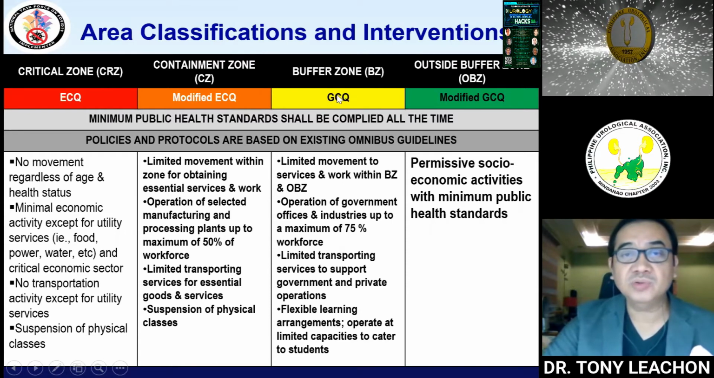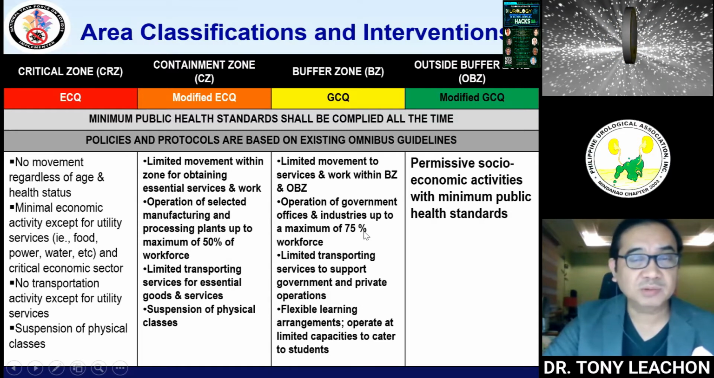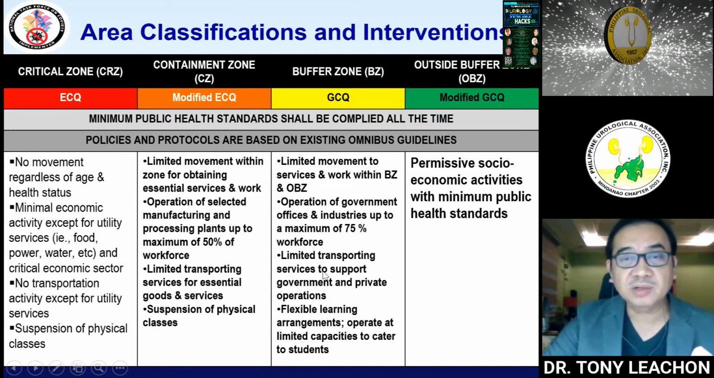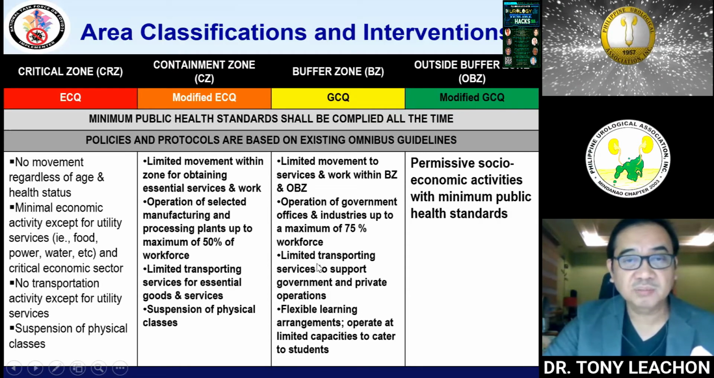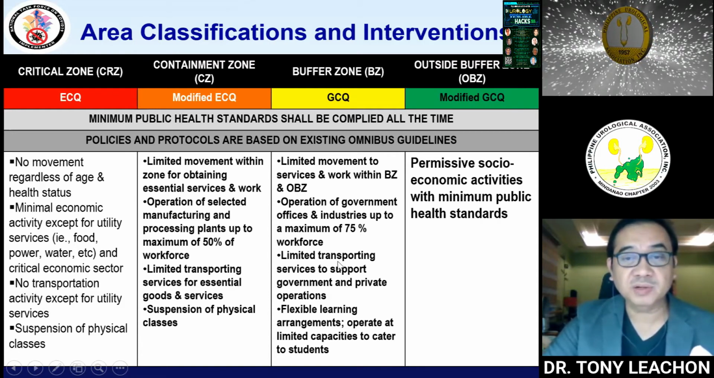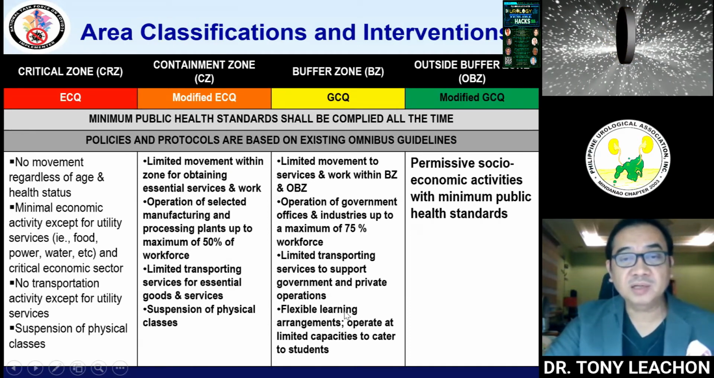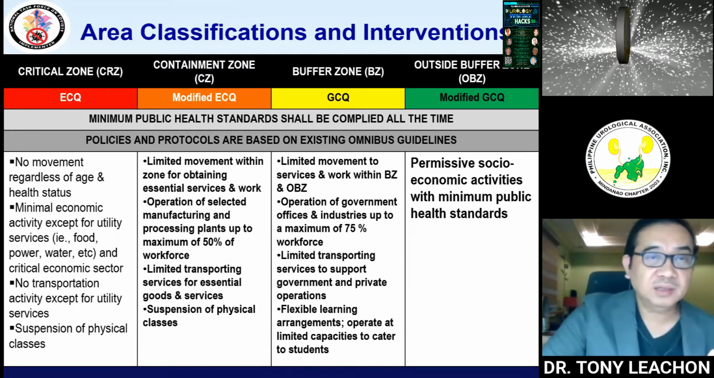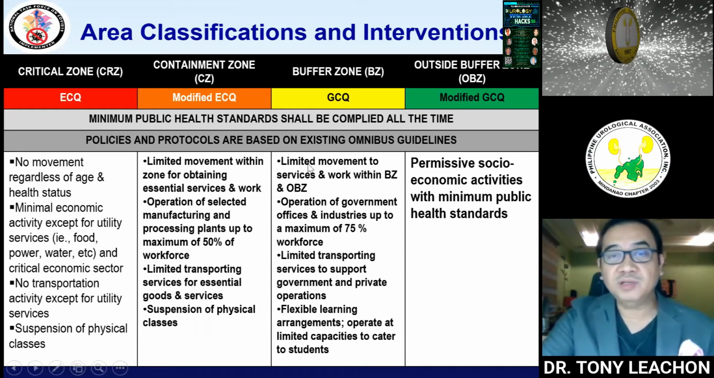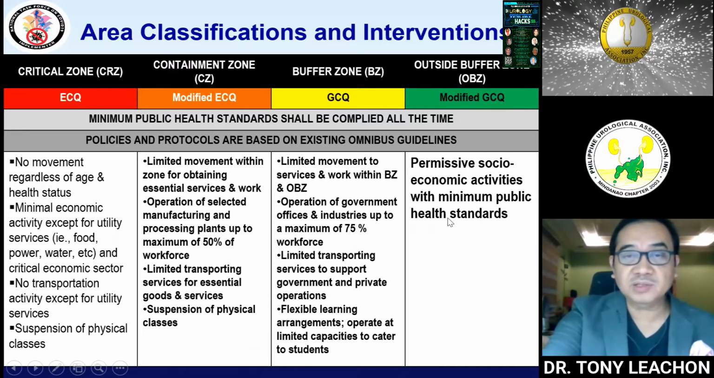When you mean GCQ or general community quarantine, it means limited movement to services. And the operation of government and industries will be up to a maximum of 75%. There will be opening of public transport, and this will actually cause some problems in terms of surges because the social distancing measure will actually be negated at this point in time. And then the DepEd will implement a flexible learning arrangement and will be operating on a modular basis. And then in the modified GCQ, you have permissive socioeconomic activities with minimum public health standards.